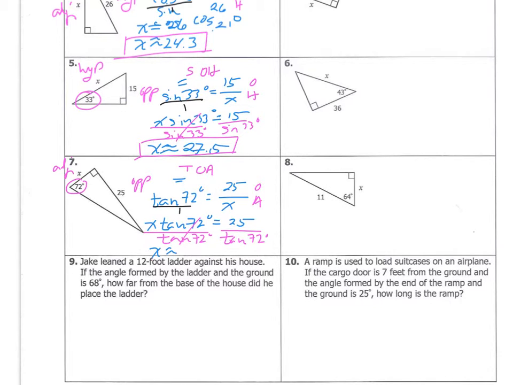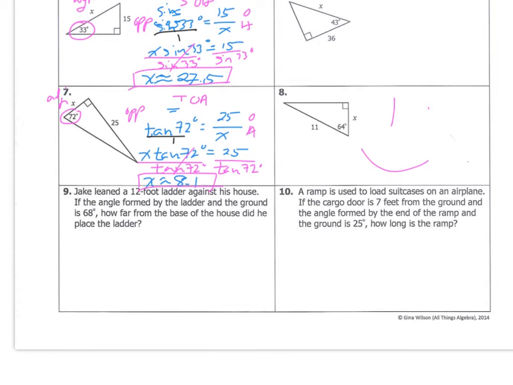What'd you get? 8.1. 8.1 is correct. Okay, so to finish the word problem, we've got Jake leaning a ladder against his house. So I am an awesome artist, as you all know. So here is my house. And here is my dog Jojo. We all know how much I love Jojo the pug. There's her curly tail. Okay, Jojo's a little big for the house, but it is what it is.